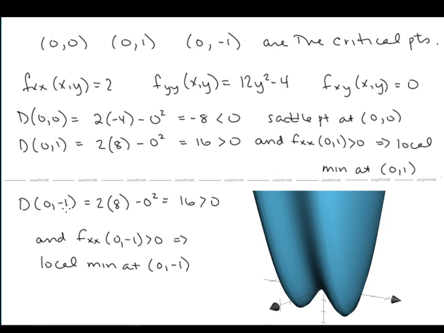And at 0, negative 1, we have the same d. We have 2 times 8 minus 0 squared. Again, d is positive, second x partial is positive, and we have a local minimum at 0, negative 1.